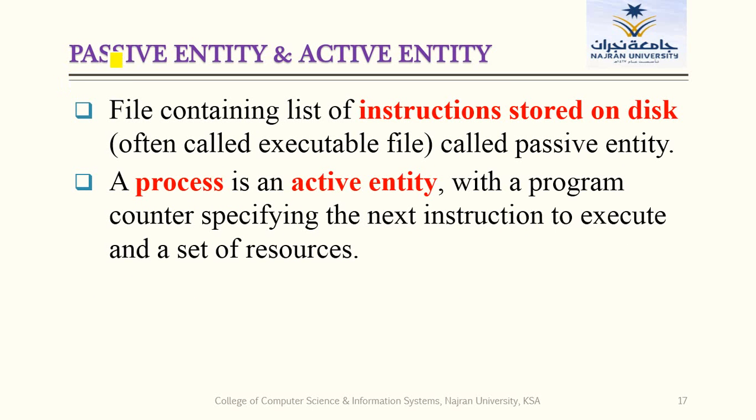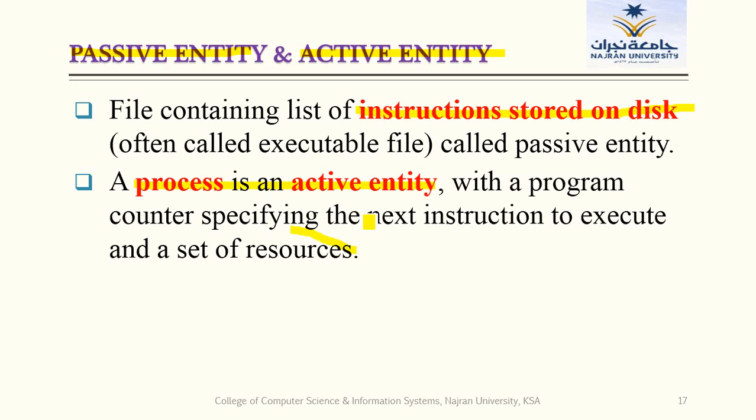In our system we have 2 types of entities, passive entity and active entity. So what is a passive entity? The file containing a list of instructions stored on disk, often called an executable file, is called a passive entity. Everything that we have stored on our hard disk is passive. Any program that we have written in any language which is stored on our hard disk is called passive. But the process that we discussed in the last slide is an active entity. This process has a program counter specifying the next instruction to execute and a set of resources. So all this is active.